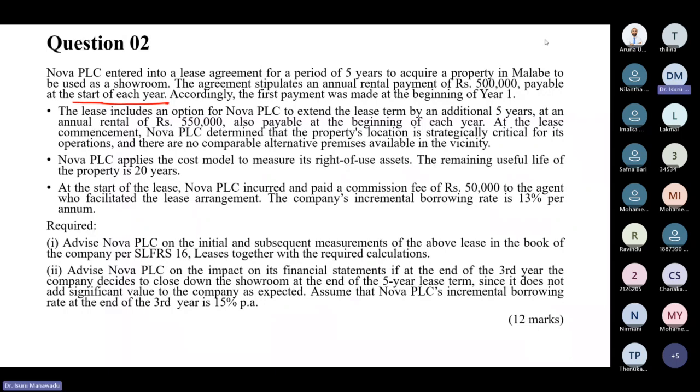Right. In this case, 50,000 commission fee has been given. What is that? That is called initial direct cost. Initial direct cost of 50,000. That's part of the cost of right of use asset. Right? Okay. Do I need to remind things in SLFRS 16 before directly giving the answer for this question?